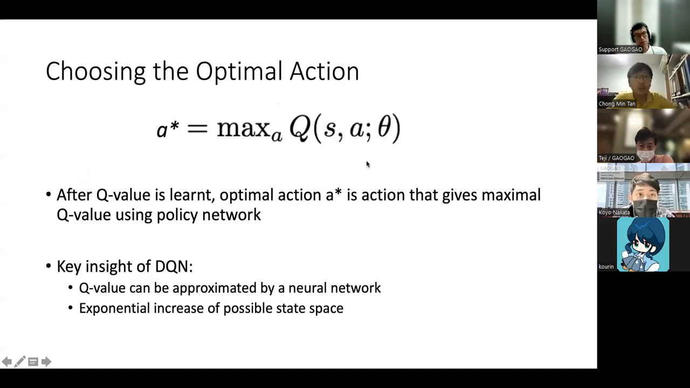All right, so how do you choose the optimal action? Basically just choose the maximum action out of the neural network's values. The neural network will return a Q value for each action. You just pick the action with the maximum Q value. One of the key insights of deep Q network is you can approximate this very, very large Q(s,a) state space with the neural network. And this allows you to work on bigger and bigger state spaces.